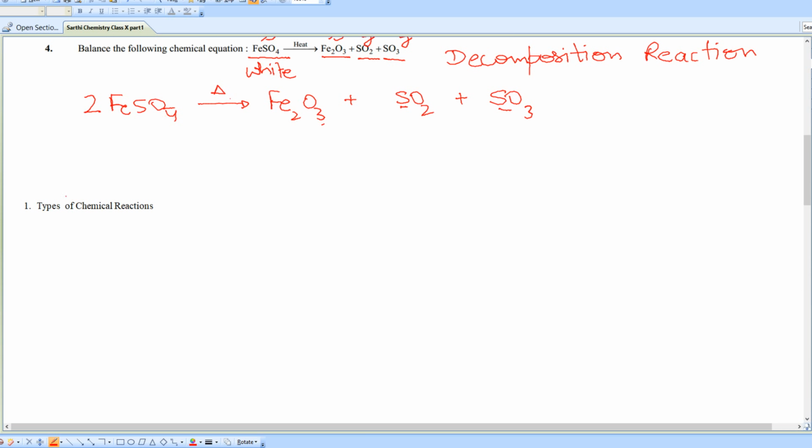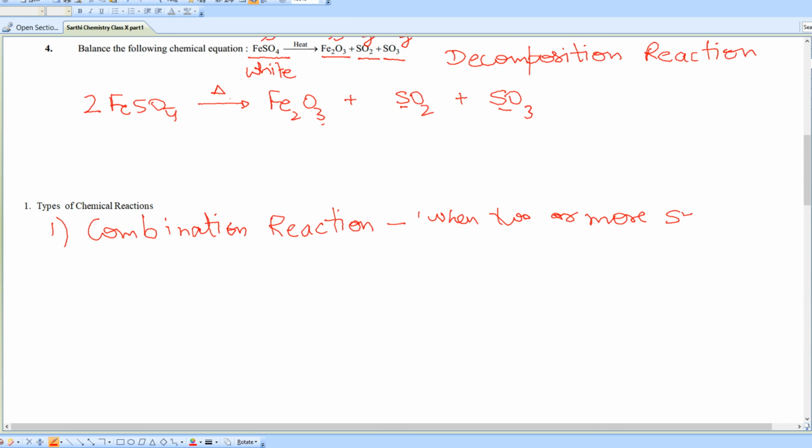First is the combination reaction. Now, what is a combination reaction? When two or more substances combine to form a single substance, then it is a combination reaction. Okay. So, what are the examples of a combination reaction?